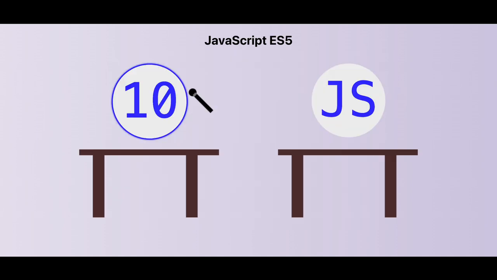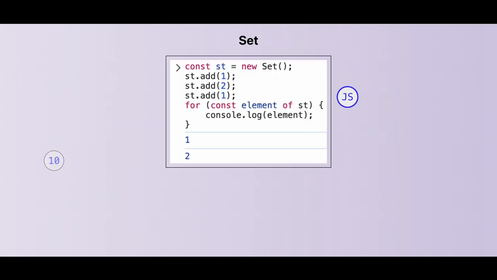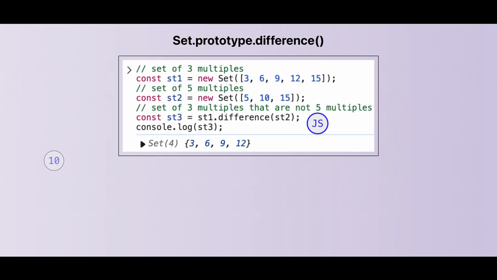Nice. Can you explain the Set object? The Set object lets you store unique values of any type. You can iterate through the elements of the set in the insertion order. There are some set composition methods. They are: Set.prototype.difference takes a set and returns a new set containing elements in this set but not in the given set. The order of elements in the returned set is the same as in this. Here, st1 is a set of 3 multiples, st2 is a set of 5 multiples, and st3 is a set of 3 multiples that are not 5 multiples.